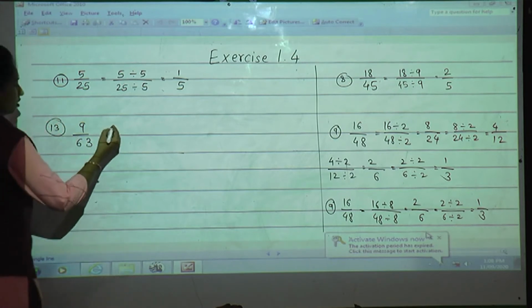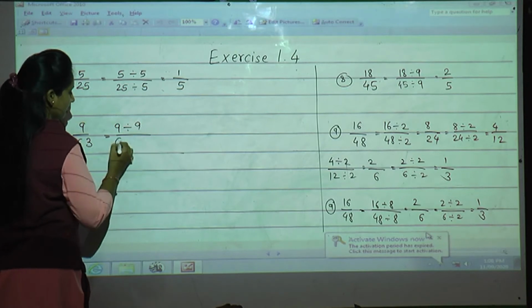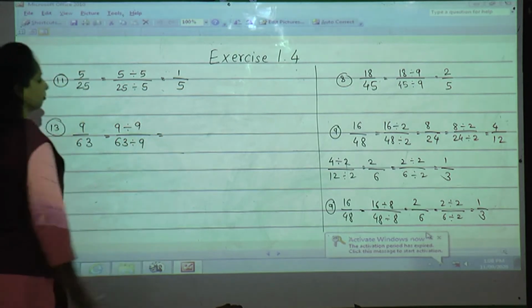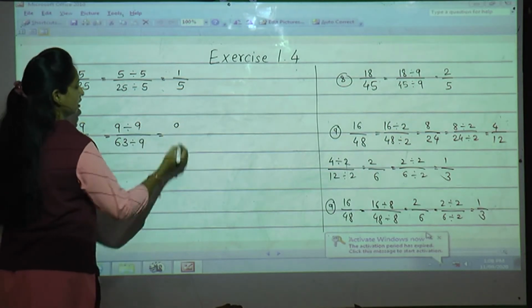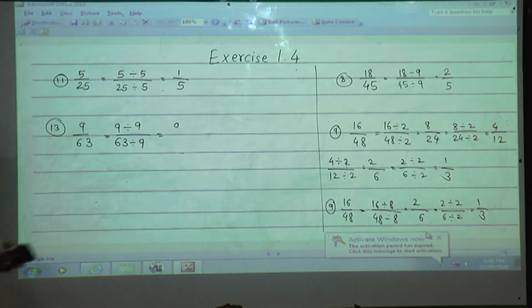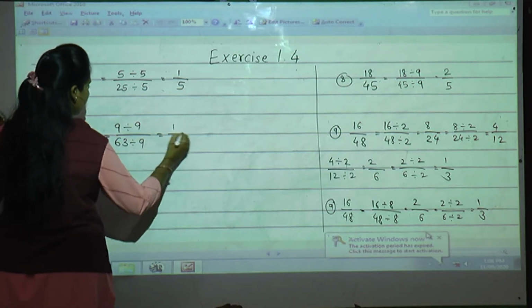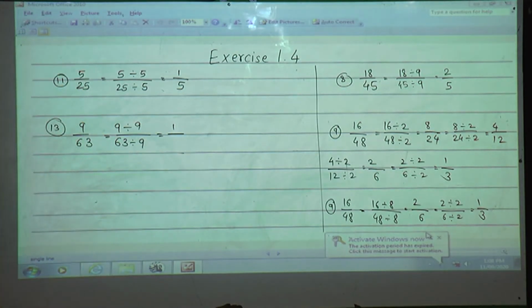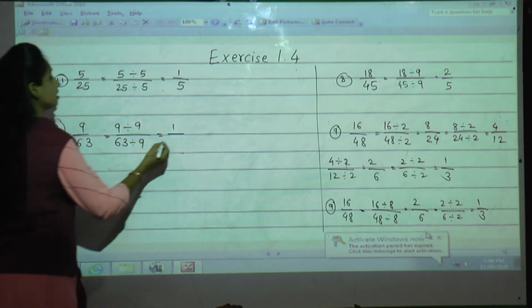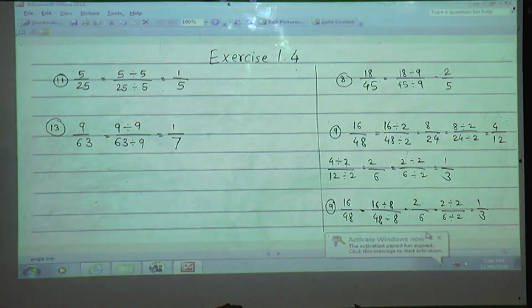Just try to divide 9 divided by 9, 63 divided by 9. Yes, 9 ones are 9, isn't it? Now, tell me, 63 divided by 9. Yes. 9 sevens are 63, isn't it? Yes, so the answer is 1 upon 7. Clear? Is that clear? Yes. Now I will solve the 15th one, the last.